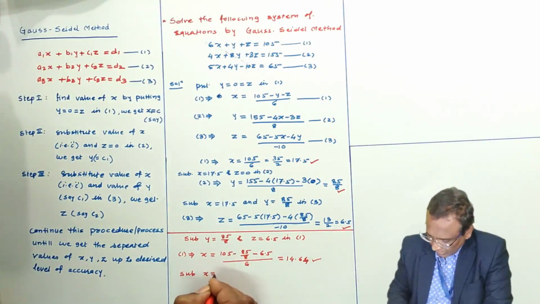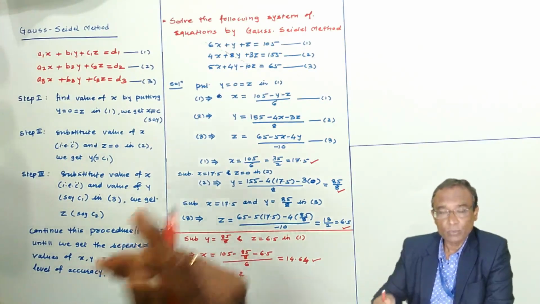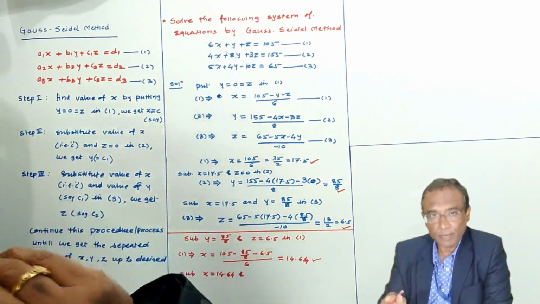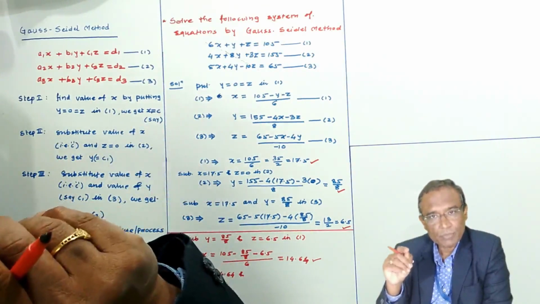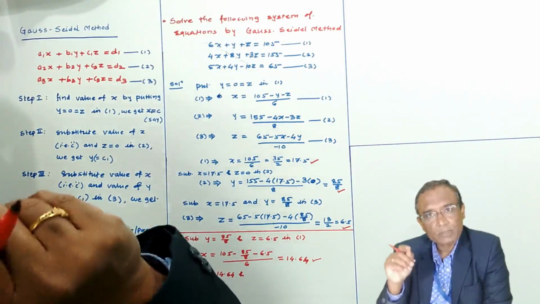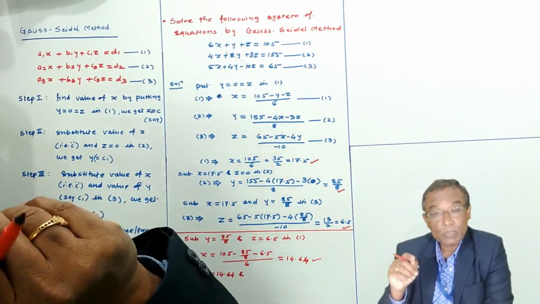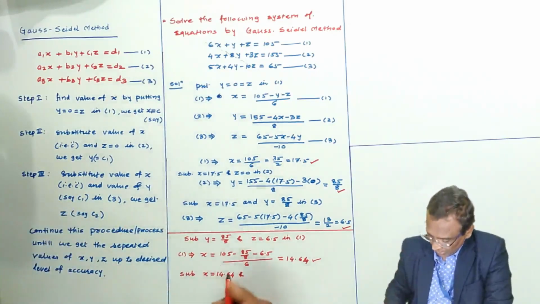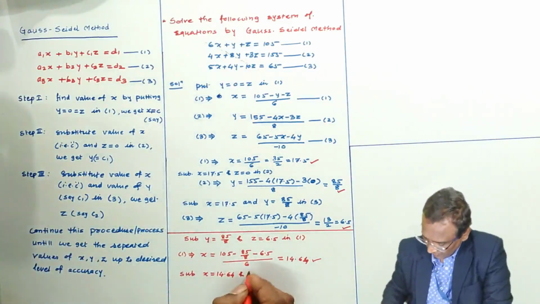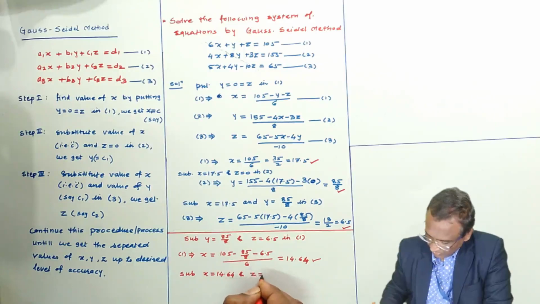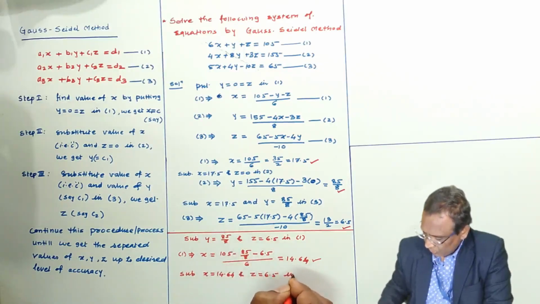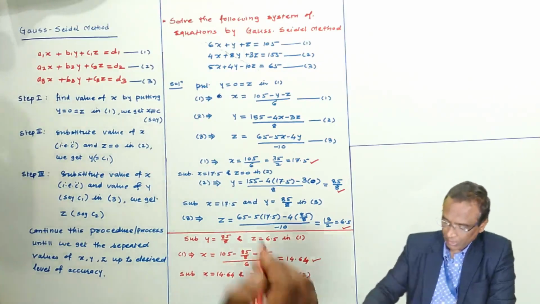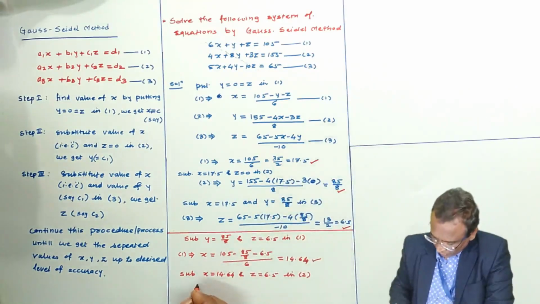Substitute latest value of x. Now I am substituting in equation 2. From equation 2 I must get value of y. And to get value of y from equation 2, I have to substitute value of x and z. But the latest values of x and z we have to substitute. x equal to 14.64 and z, the latest value of z is 6.5, in equation 2. And if you substitute in equation 2, what will happen?